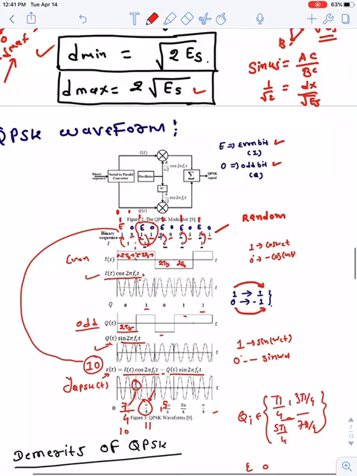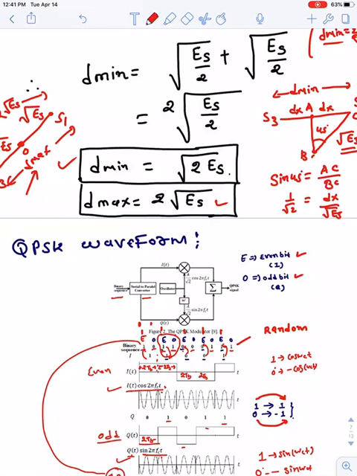And the modulator is simple. In the modulator, the binary sequence goes through serial to parallel conversion, which also works as a splitter. Even bits are sent here and odd bits are sent in the lower branch. So even bits are considered as I of t and odd bits are considered as Q of t. I of t is multiplied with the cos omega ct term, and Q of t is multiplied with the sine omega ct.